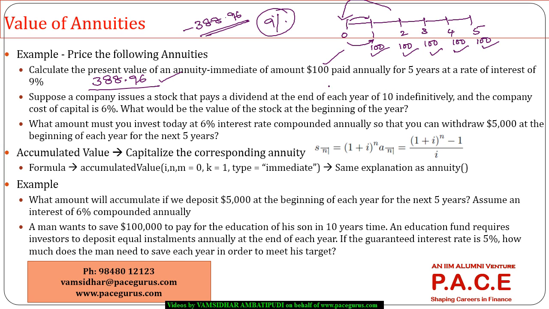Now look at the next numerical, which says suppose the company issues a stock that pays a dividend at the end of each year, which means it's an immediate annuity. The payment is being made at the end of each year. The amount that is being paid is 10 indefinitely, which means it's a perpetuity. So the n I can set it as infinite. The company's cost of capital is 6%, so the interest I can very well take it as 0.06. What would be the value of stock at the beginning of the year? So we are talking about the present value.